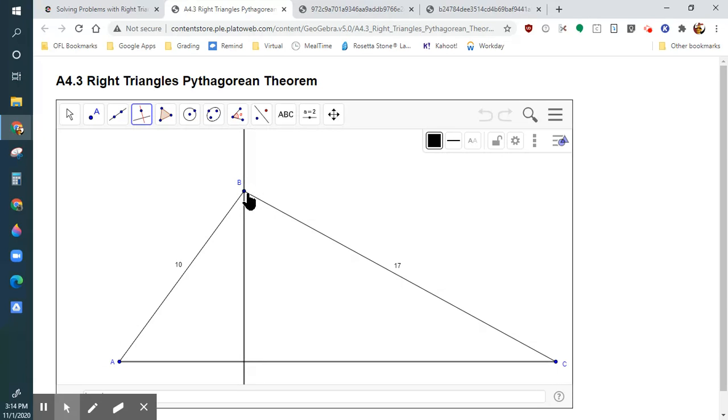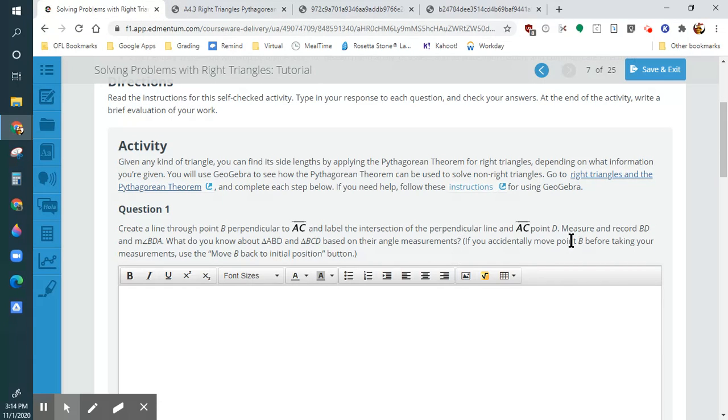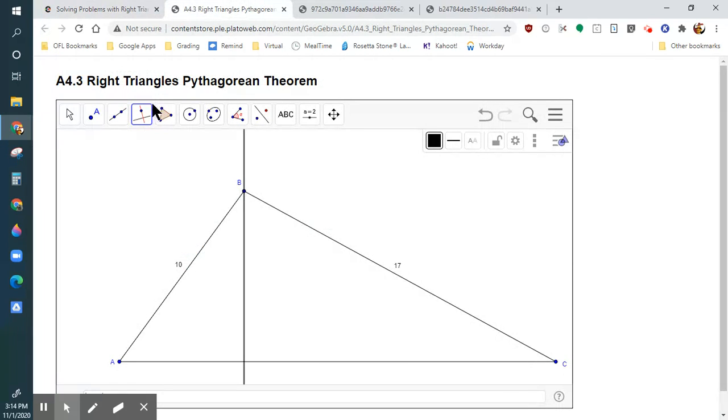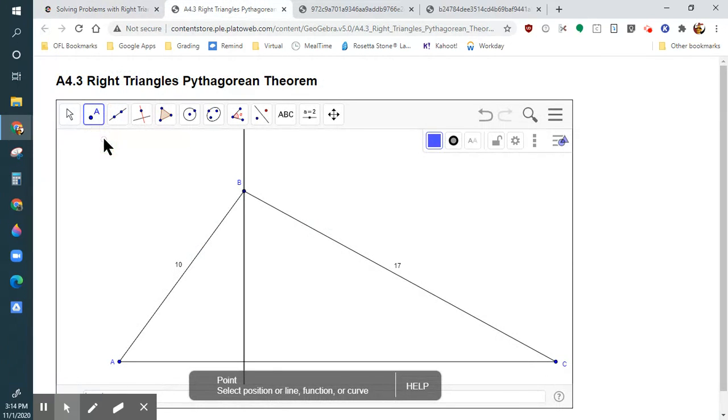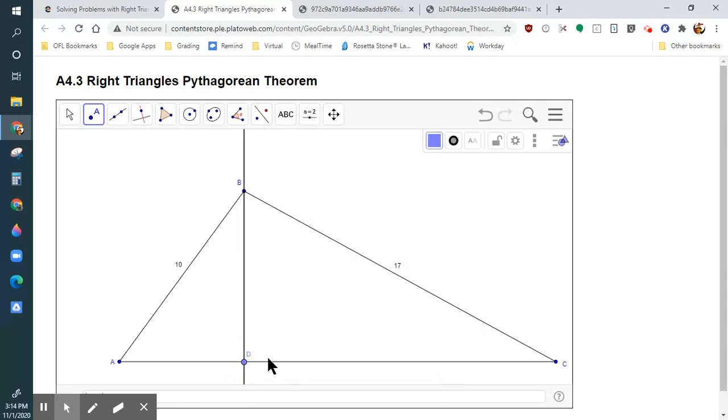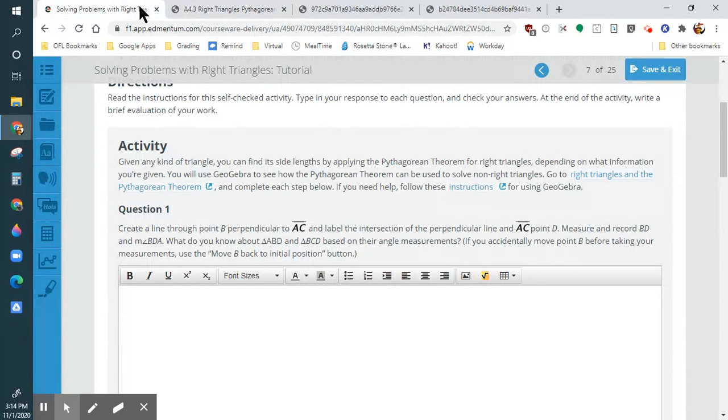You can kind of see it snap in there. Just going to click on B. So there we have a perpendicular line. I'm assuming they're going to want us to label it. Yep, they want us to label the point that touches AC. So we're going to grab this, get a point, and touch right there. And the program automatically says it's the intersection. All right, so now we have that.